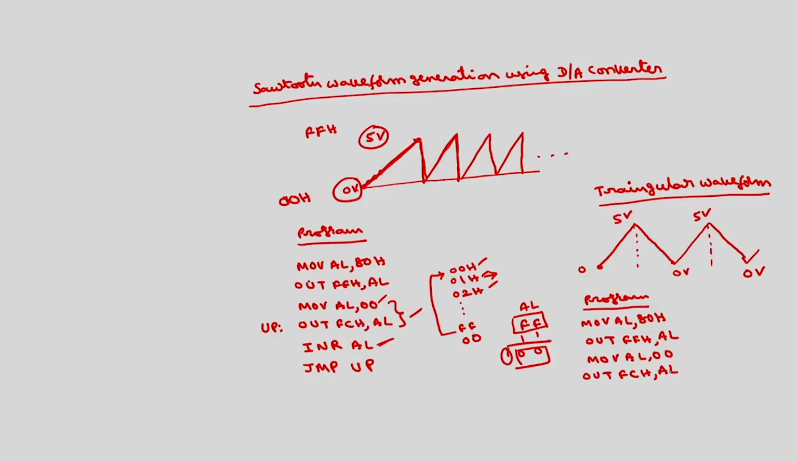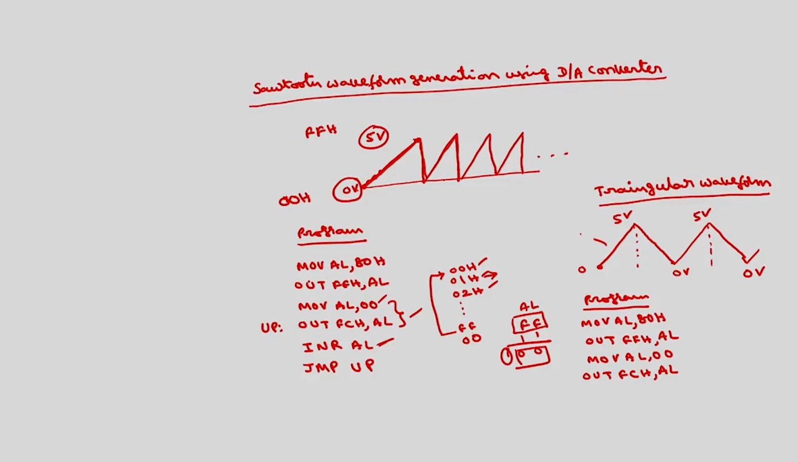Here also no need of delay, because inside the CRO there will be a linear sweep generator. So, sweep generator will take care of this linear rise, the sweep generator inside the CRO, as well as the linear fall. Okay. So, no need of delay here, I will simply output this 00 volts using this instruction.